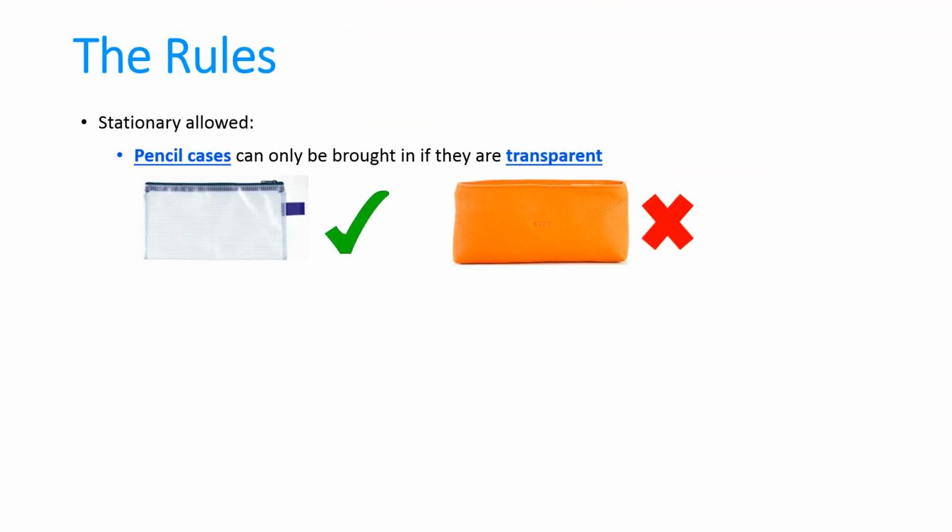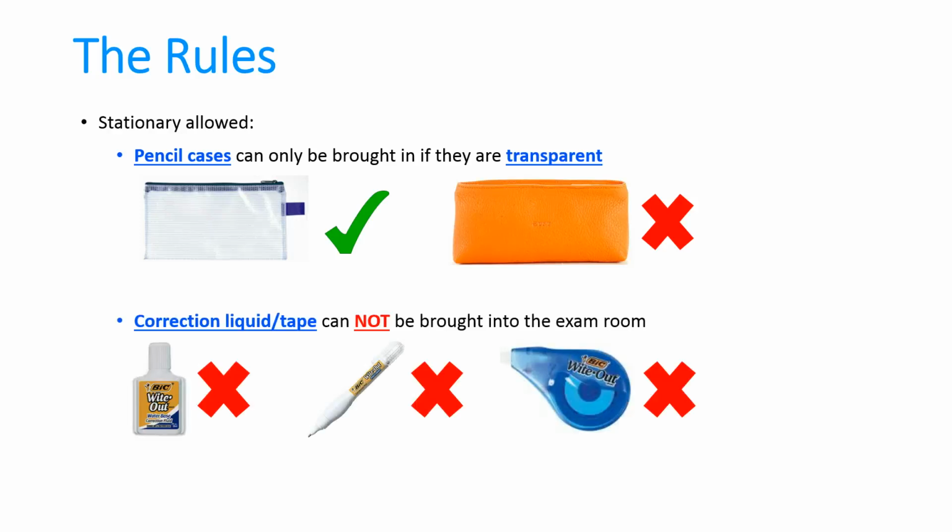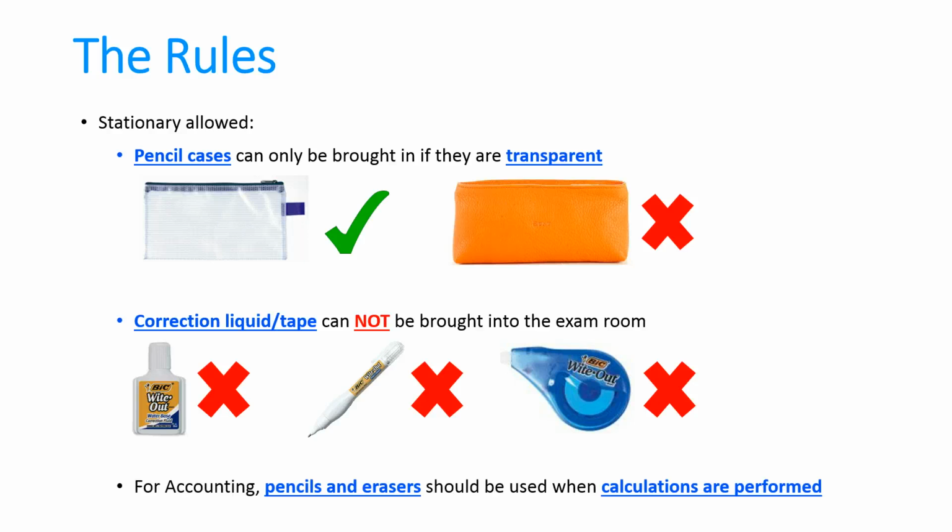If you're going to take a pencil case in, it's got to be transparent, like the one on the left. The one on the right is no good because the examiner can't see through it. There could be notes on the inside, for example. So the pencil case has to be transparent. Do not use liquid tape or correction liquid. It's not allowed. First of all, it takes too long to dry, so it'll just eat up into your time. Always just use a grey lead with an eraser, especially when doing calculations, because that'll be easy to fix if you make a mistake.